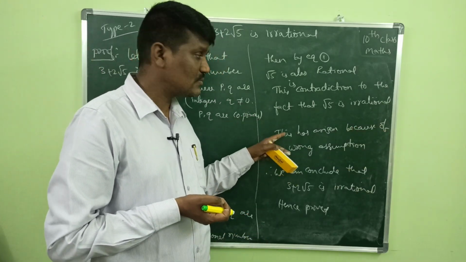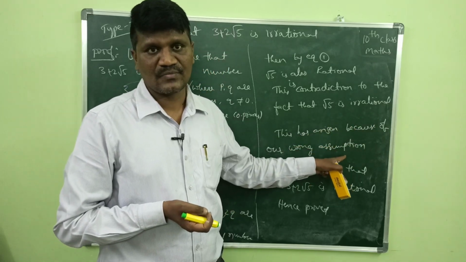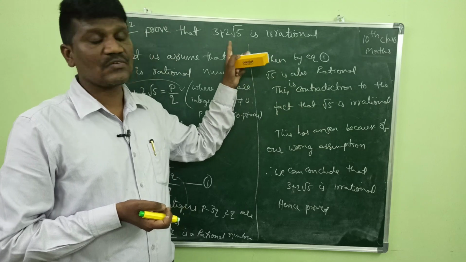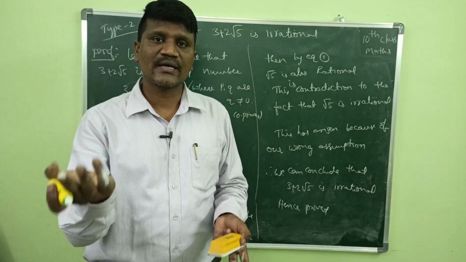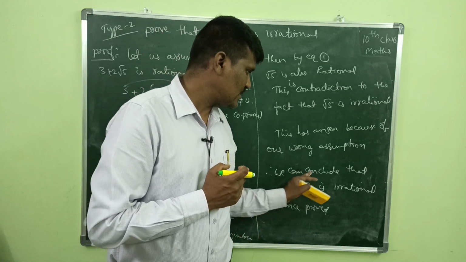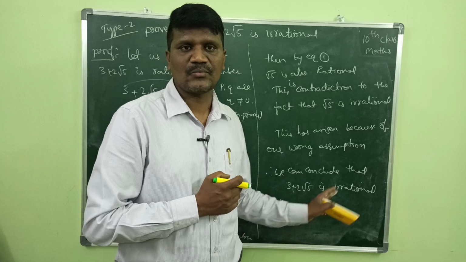Why has this come? This has arisen because of our wrong assumption. What was the wrong assumption? The wrong assumption was that the given number is rational. So we can conclude that the given number is an irrational number, hence proved.